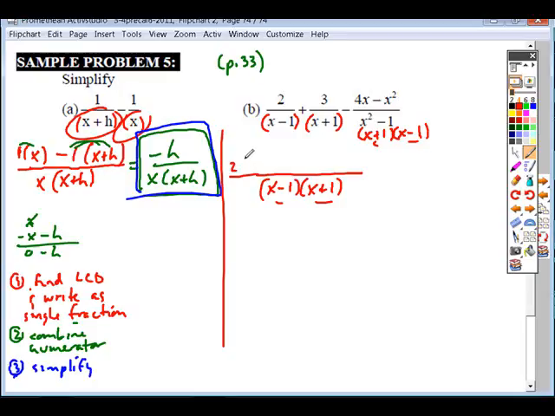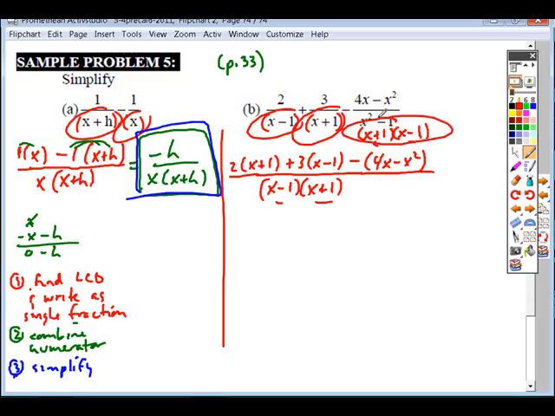So we take our first fraction's numerator times what LCD factor was missing from this fraction's denominator. It's missing the x plus 1, plus the next fraction's numerator times what LCD factor was missing from its denominator, x minus 1, and then minus the next fraction's numerator. Now notice I put this whole numerator in parentheses. That's important. That's the most common place for mistakes, especially coming after negatives and not distributing it correctly.